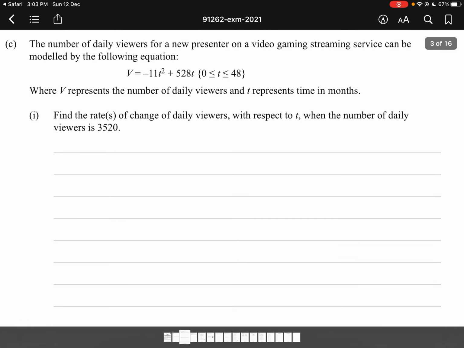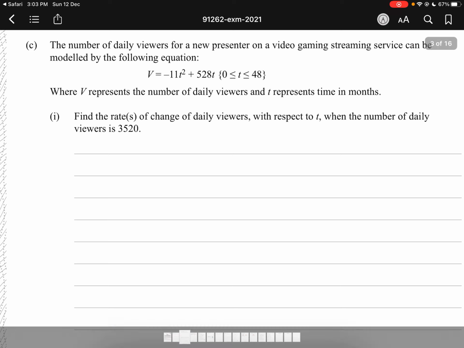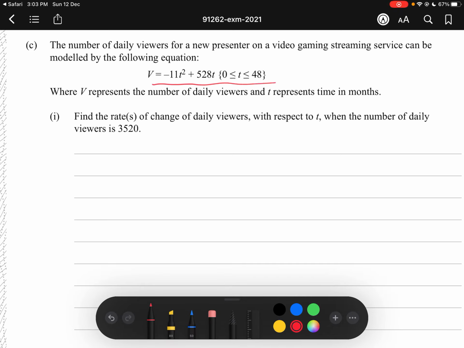So the number of daily viewers for a new presenter on a video game streaming service can be modeled by the following equation. So we have this equation here. And v represents the number of daily viewers and t represents the time in months. Find the rates of change of the daily viewers with respect to t when the number of daily viewers is 3,520.